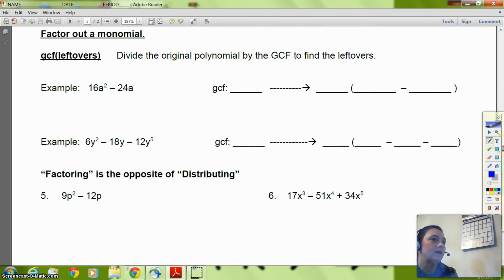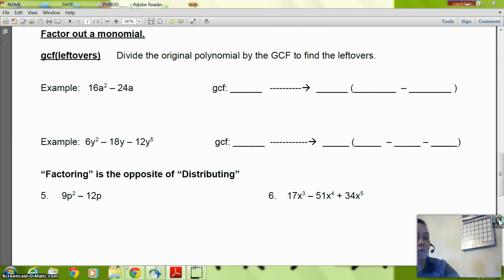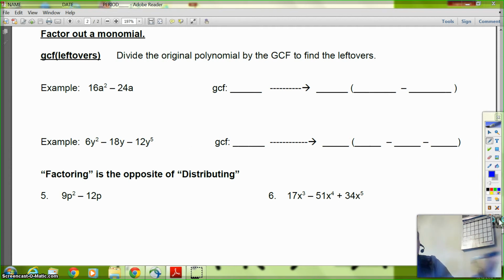Okay, so now that we've found the greatest common factor, we're going to factor it out as a series of polynomials. In the example, I have 16a squared minus 24a, and again, I'm going to use my ladder method. I see they're both even, so I'm going to start dividing by 2, and I get 8 minus 12. They're still even, so I can still divide by 2, and I get 4 and 6, and they're still even, and I can divide by 2, and I get 2 and 3. And now I am done because I can't divide by 2 anymore, and I can't divide by 3.